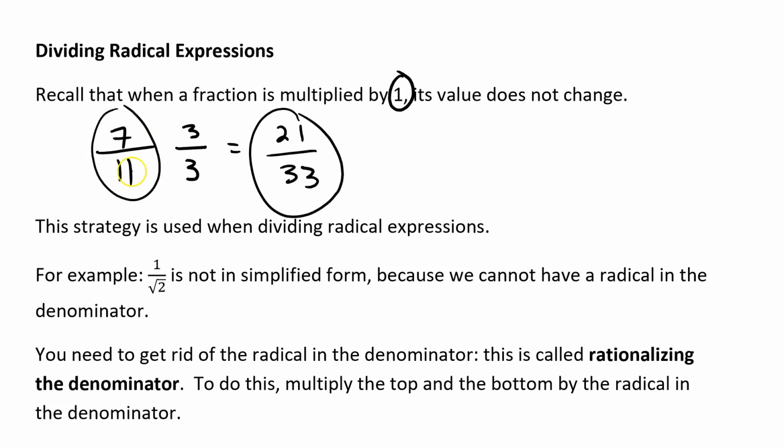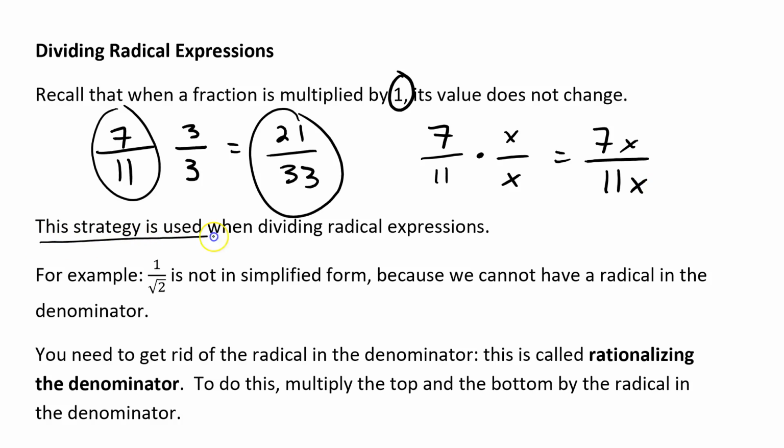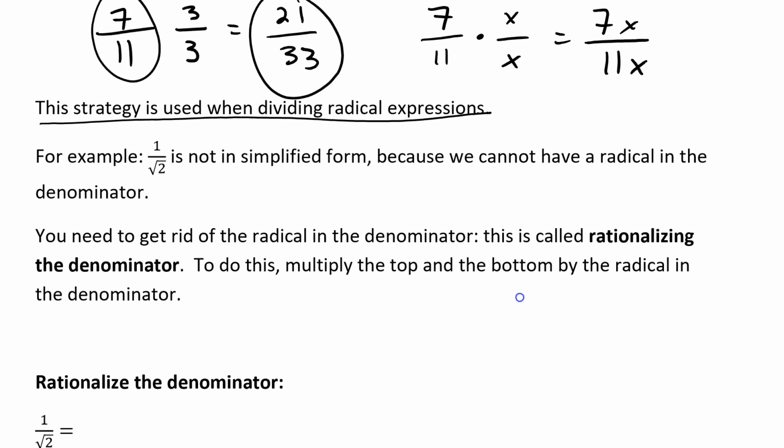If I put 7 divided by 11 and 21 divided by 33, you would get the same decimal amount. Or I can say 7 divided by 11 and I multiply it by x over x, which is 7x over 11x. The value does not actually change. So this strategy can be used when dividing radical expressions. It's called rationalizing the denominator, but we'll get to that.